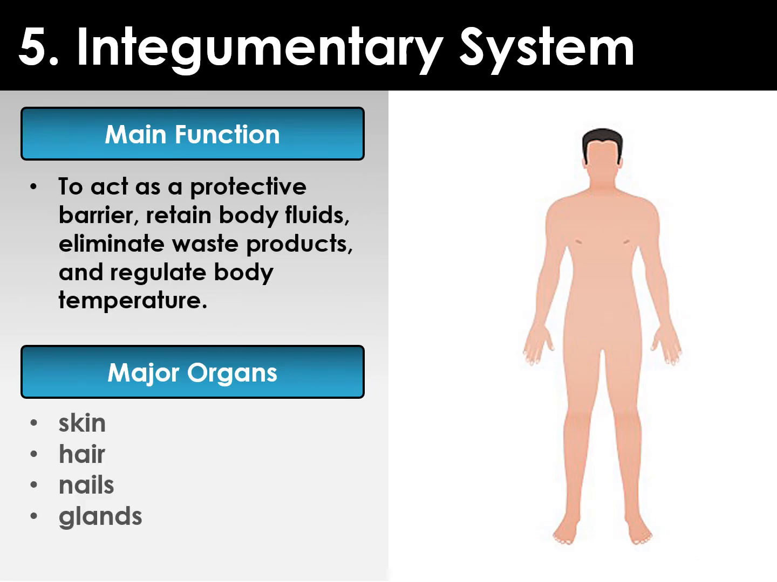The next system is the integumentary system. And the integumentary system is made up of the skin and its appendages, the hair, the nails, and specific glands. The integumentary system functions to act as a protective barrier between us and the external environment. It also helps to eliminate waste products, and it helps to regulate body temperature. It also acts as a physical barrier between us and harmful microorganisms.